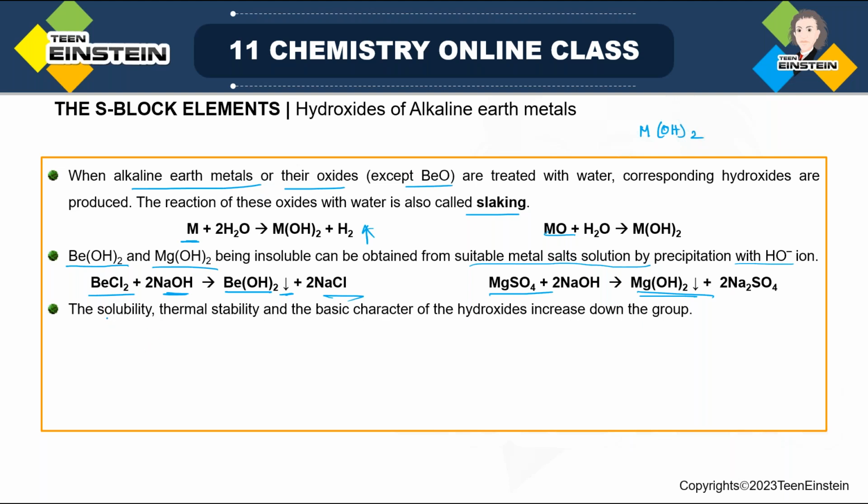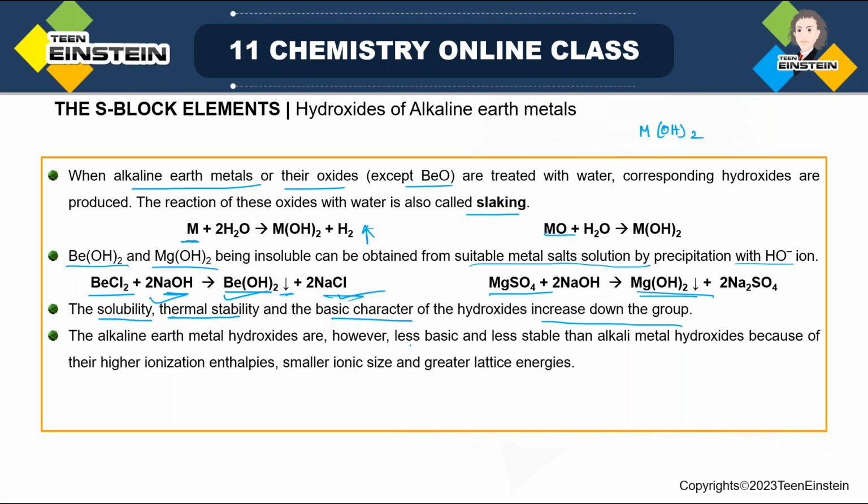The next point is very important. For the hydroxides, that is M(OH)2, solubility, thermal stability and basic character increase down the group. So all these 3 points. Why is this important? Because problems based on how this order changes down the group are a very common pattern of question. So this information is important. Whether it is solubility, thermal stability or basic character, everything is increasing down the group. And there is a smooth increase, so there is no discrepancy.